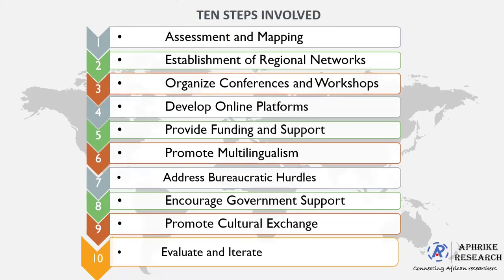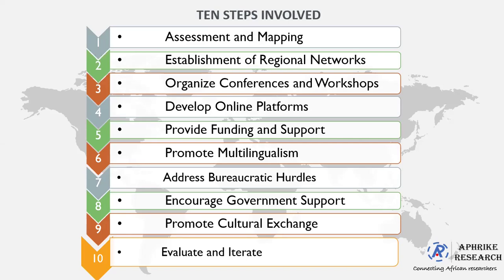So we've broken this into 10 very simplified steps. I'm just going to run through it quickly. As you know, when you write the vision, you must make it plain, so whoever reads it can definitely run with it. The first one is assessment and mapping. What we mean by that is that we need to conduct a comprehensive assessment of existing scholarly networks, organizations, and institutions across Africa. We also need to identify key players, research hubs, and areas of expertise. This mapping exercise would provide insights into the current landscape and also identify gaps and opportunities for collaboration.